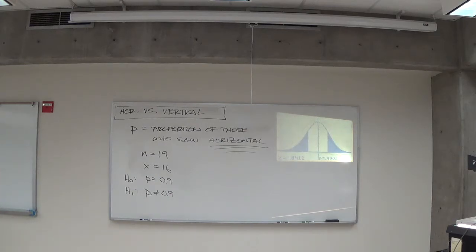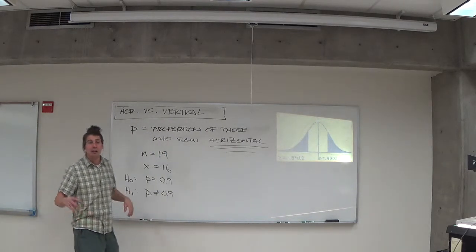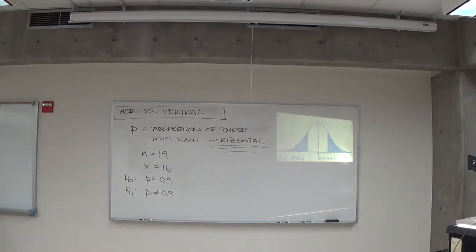What I wanted to see is our 16 out of 19, which is around 80%, is that different than 90? And the answer is no, it's not different than 90. It's actually pretty close. Now, it is different, yes. 80% is different than 90%. So since 80% is different than 90%, why did we get such a big p-value?